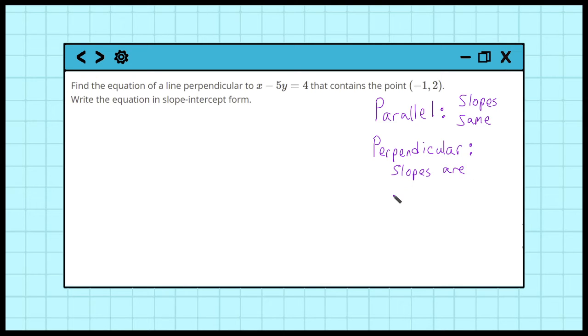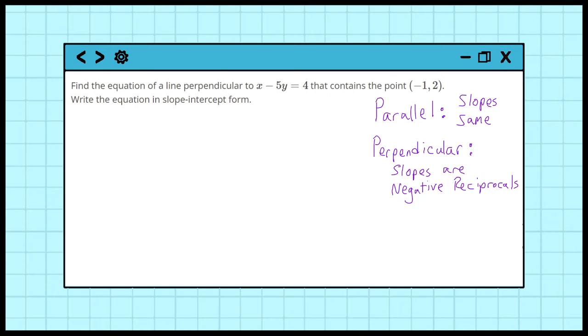Now, negative reciprocals is just a fancy math way to say that they have opposite signs. So one is positive and one is negative. And that's what it means by negative. And reciprocals means that you flip one upside down, the fraction upside down, to get the other. So again, if we know the slope of the original equation, then we'll be able to find the slope of our perpendicular line because we'll use this rule.